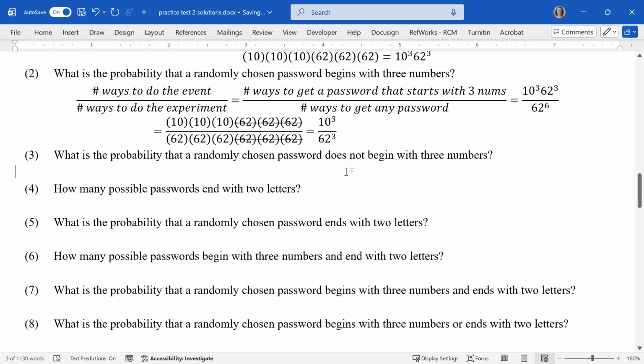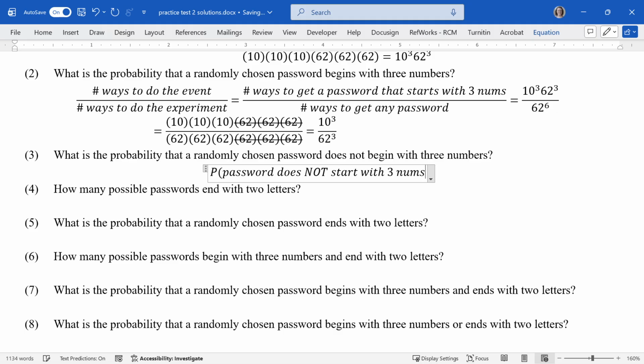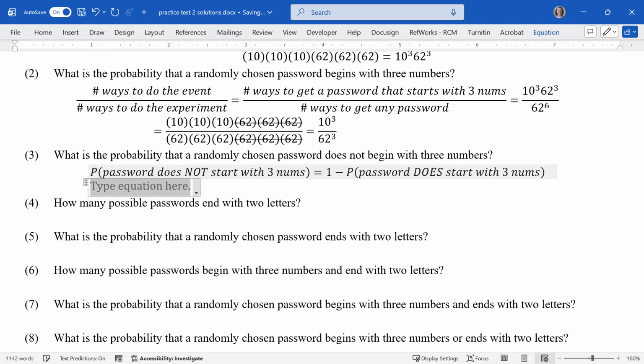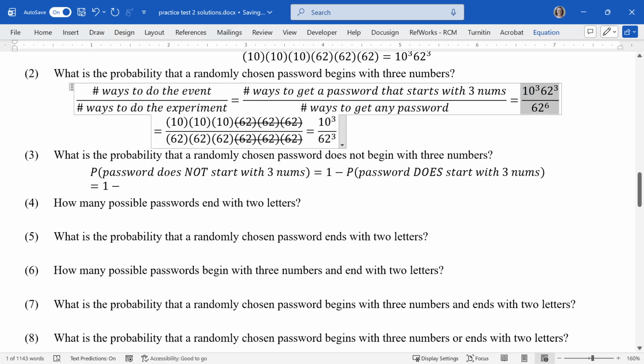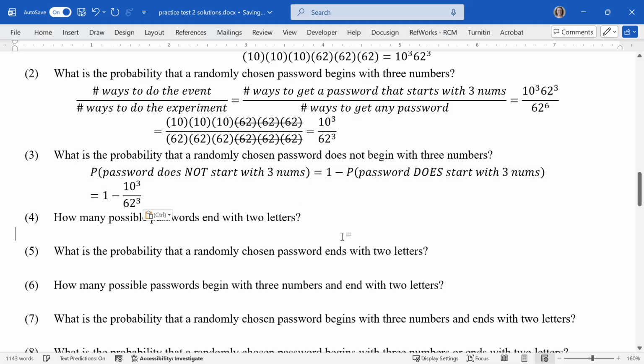So what I want to do actually is, the probability that the password does not start with 3 numbers is going to be 1 minus the probability that it does start with 3 numbers. Okay. So this is going to be 1 minus whatever I got in the last question. So I can put this form of the answer or this form of the answer, whichever one you like better is fine. And again, I think you can probably hear how stuffed up I am. I apologize.